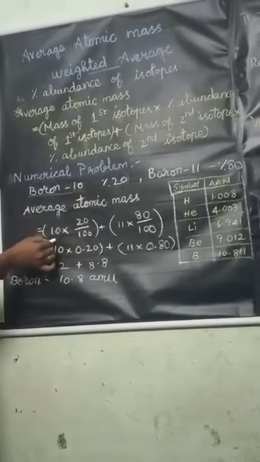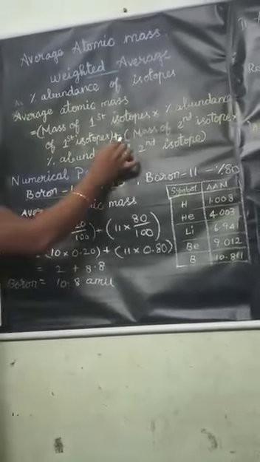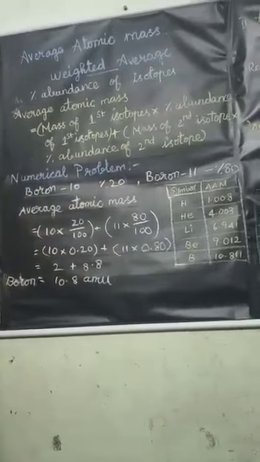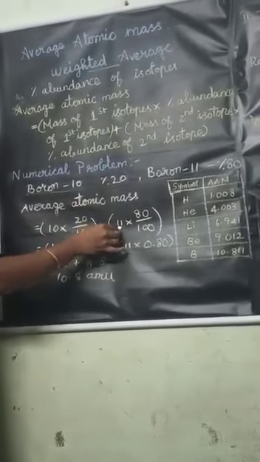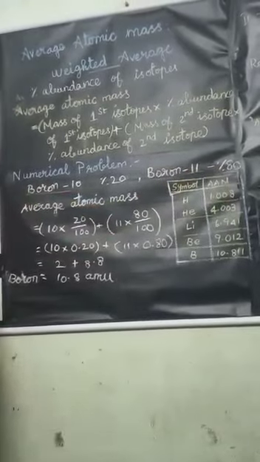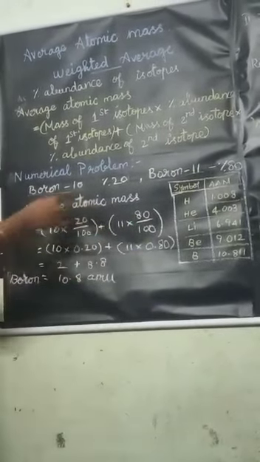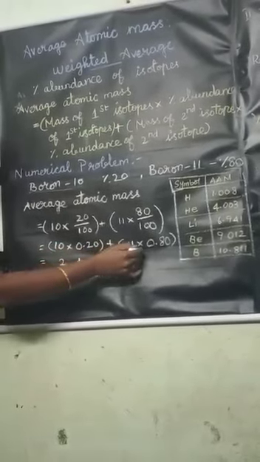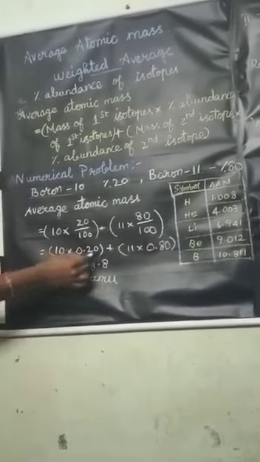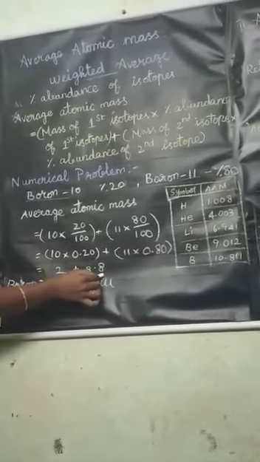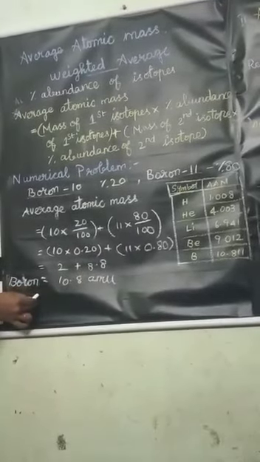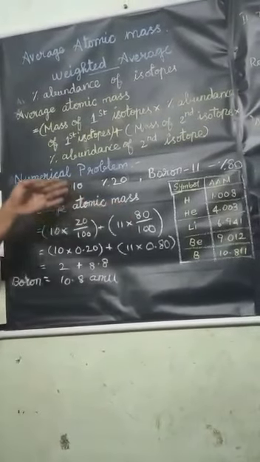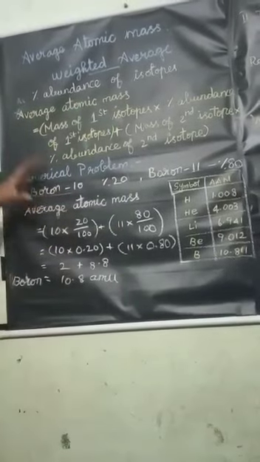So what is the first step? 10 into 20 by 100 plus. Okay. Next, mass of second isotope. What is the second isotope? Boron 11. So what is its mass? 11. Okay, 11 into percentage of abundance, which is 80. So 80 divided by 100. So when we solve this, 10 into 20 by 100 is equal to 0.20, plus 11 into 0.80. Okay, so when we solve this, we will get 2 plus 8.8. And finally, what is the average atomic mass of boron? It is 10.8 AMU. Okay, like this you have to find out the average atomic mass of elements. Okay, this is an example sum.